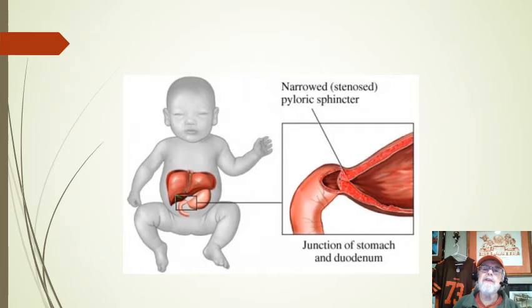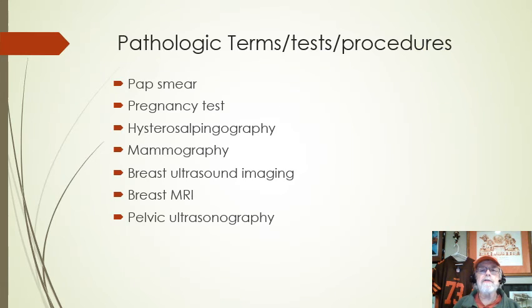This is that pyloric sphincter, the end of the stomach, and you can see how it's pinched in the little baby. She looks a little angry too, okay? But anyway, that's where it's pinched, and that causes increased pressure in the stomach, and that's when that projectile vomiting occurs, okay? And that's called pyloric stenosis, okay?